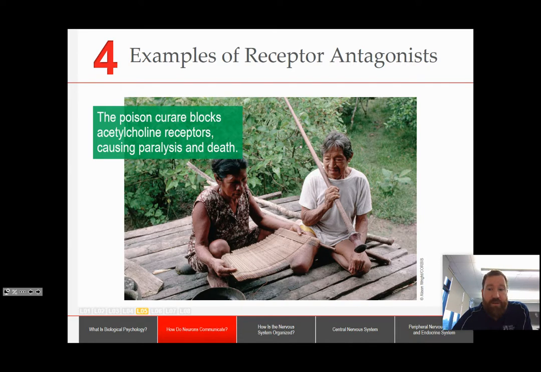Other types of antagonists are sometimes called alpha blockers or beta blockers, which help treat blood pressure, right? People with high blood pressure. It's an antagonist. It blocks the chemical signals that signal for a higher blood pressure. Antipsychotic medication that's used to treat schizophrenia blocks dopamine. Okay, it's an antagonist for dopamine.